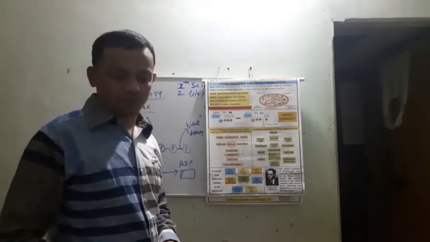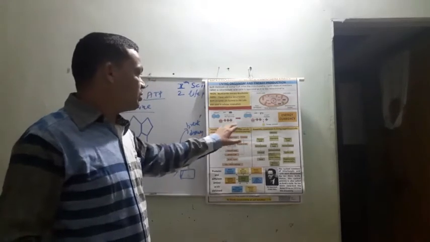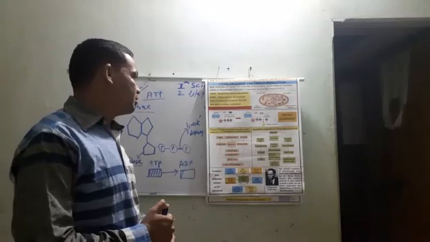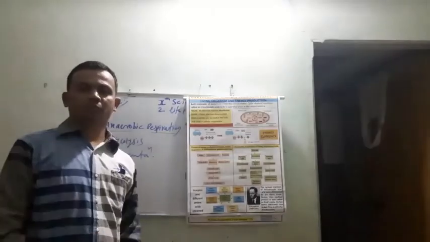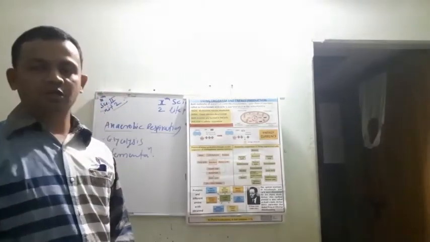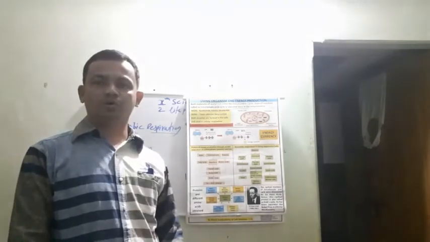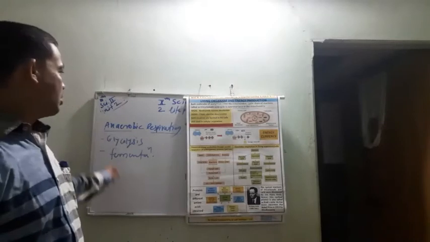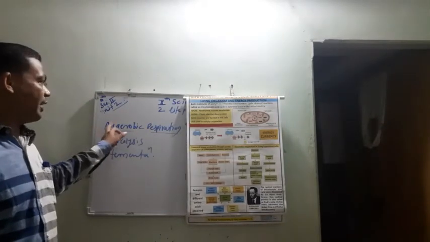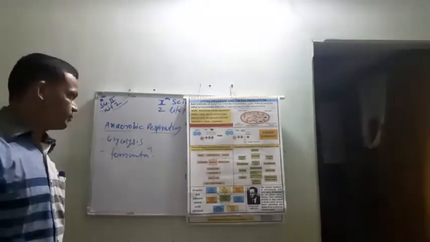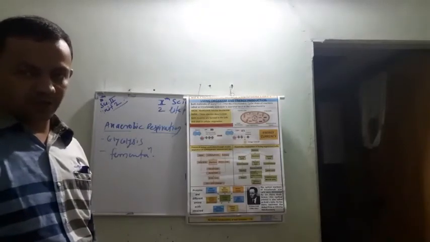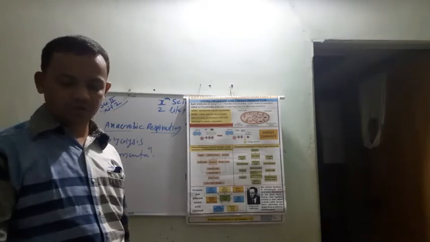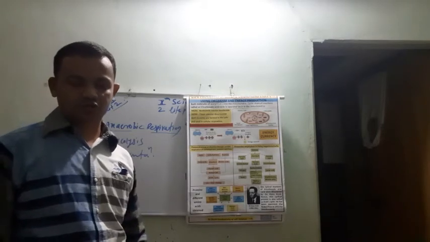So this is about aerobic respiration, or energy formation in aerobic respiration, in which 38 ATP molecules are formed. Now our next point is anaerobic respiration, that is energy production in microorganisms through anaerobic respiration.